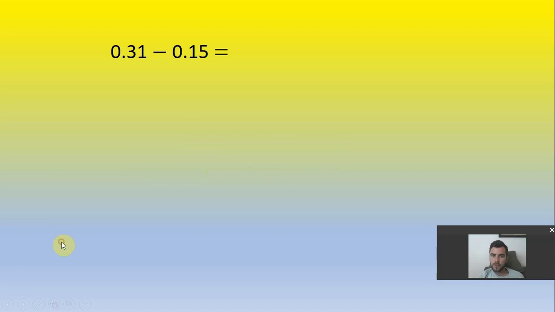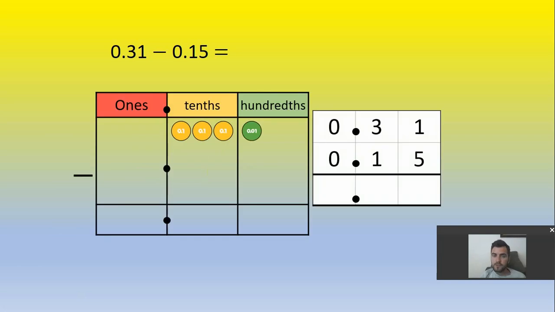Welcome back, guys. Okay, let's carry on. 0.31, subtract 0.15. So this time we're going to use it pictorially to represent this sum, and then also we've got our column subtraction model here as well. Okay, so the visual learners can see, and the doers, okay, the people that physically like to have a go at doing it, can learn as well.